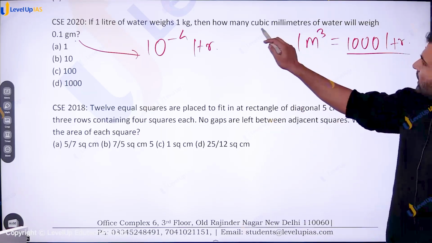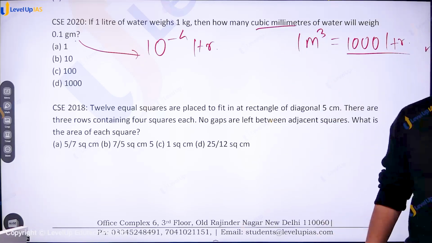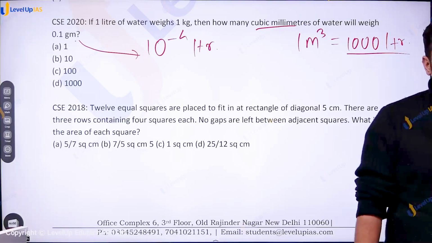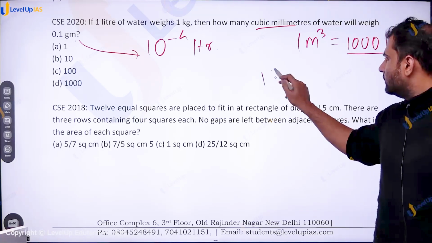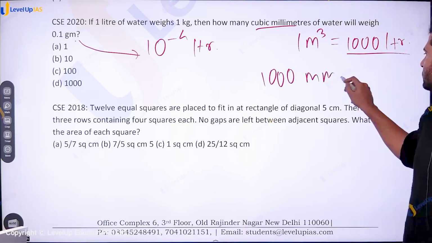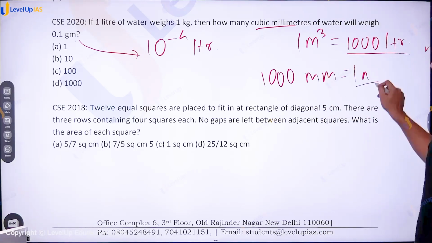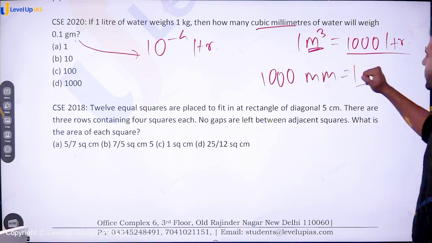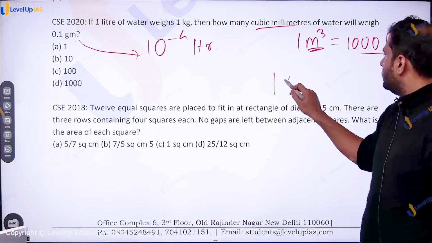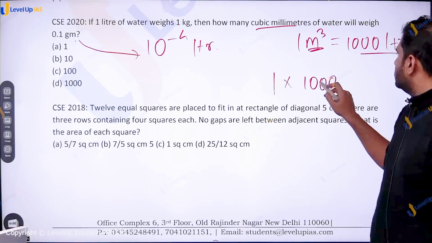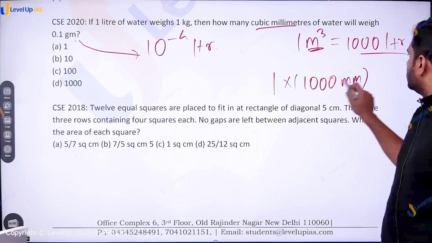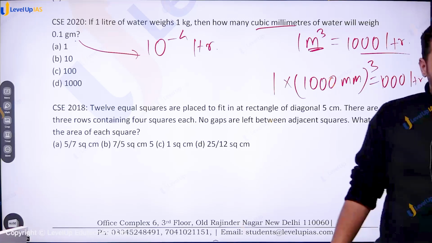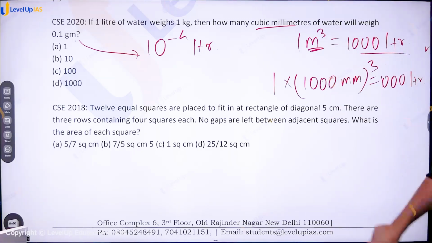So the answer I need is in cubic millimeters. So can I convert this meter into millimeter? Yes, we have 1000 millimeter is equal to 1 meter, right? So for each meter cube I can write 1 into 1000 millimeter cube is equal to 1000 liter, because I want the final answer in millimeter cube.